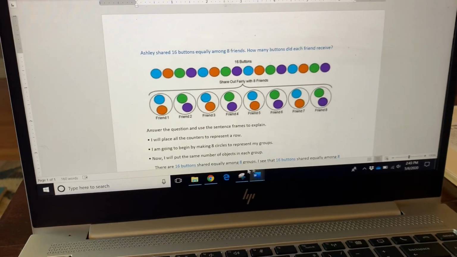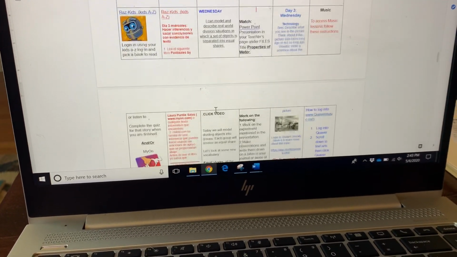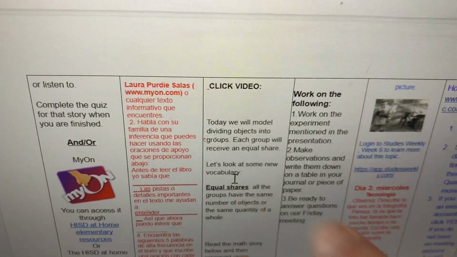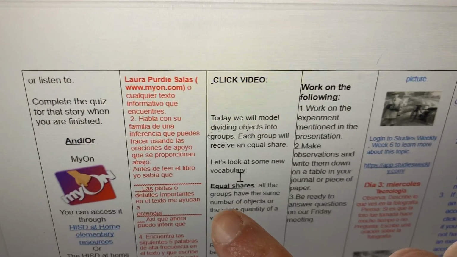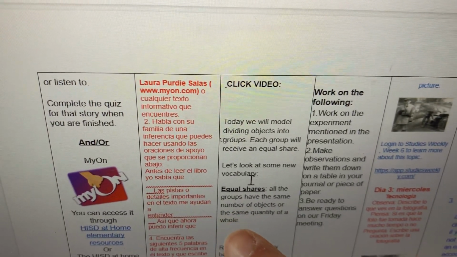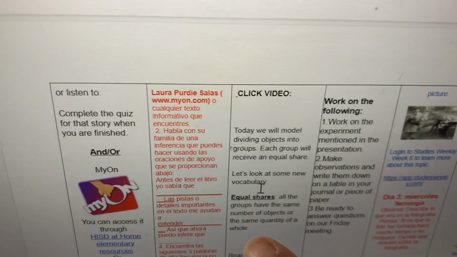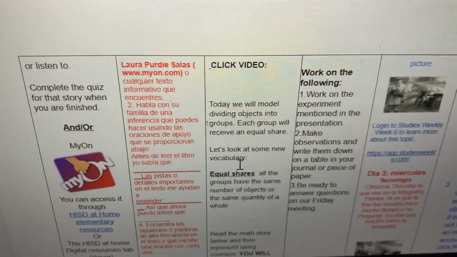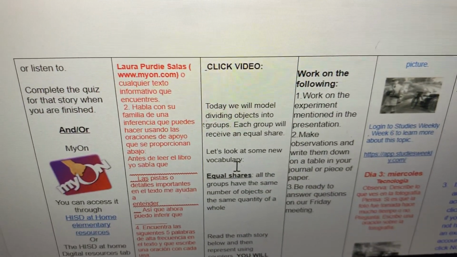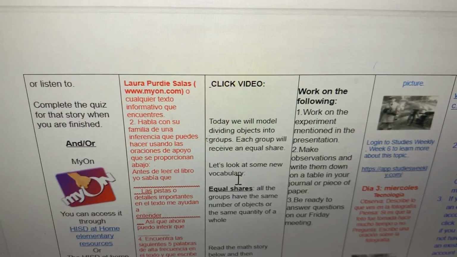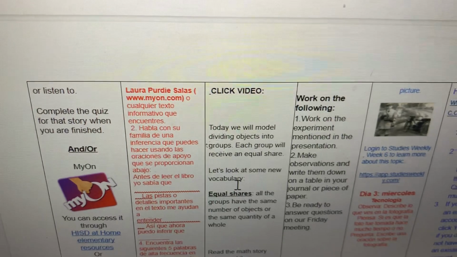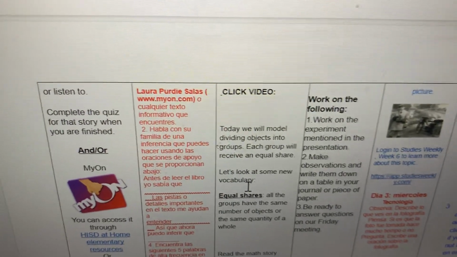I think I actually forgot one thing that I wanted to show you. The new vocabulary, sorry. So what are equal shares? Equal shares is when all the groups have the same number of objects or the same quantity of a whole, okay? So that's what equal shares is. So if I have 2 M&Ms, then you also have 2 M&Ms. It's an equal share, okay?